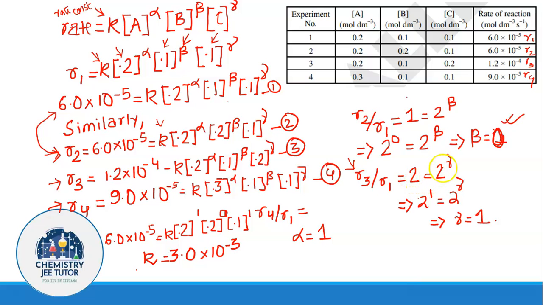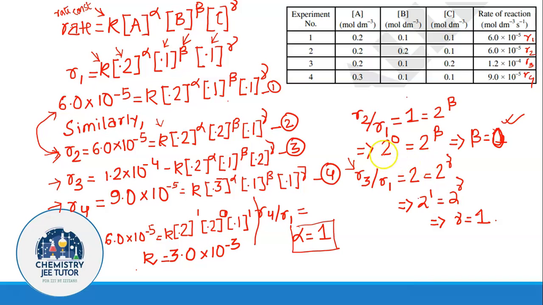So this equals 2 to the power gamma. If you divide R3 by R1, you are going to end up with this. That means gamma equals 1. Similarly, if we are dividing R4 by R1, you would be getting the value of alpha. You do it out yourself and convince yourselves. If you are not able to do, then please do let us know.